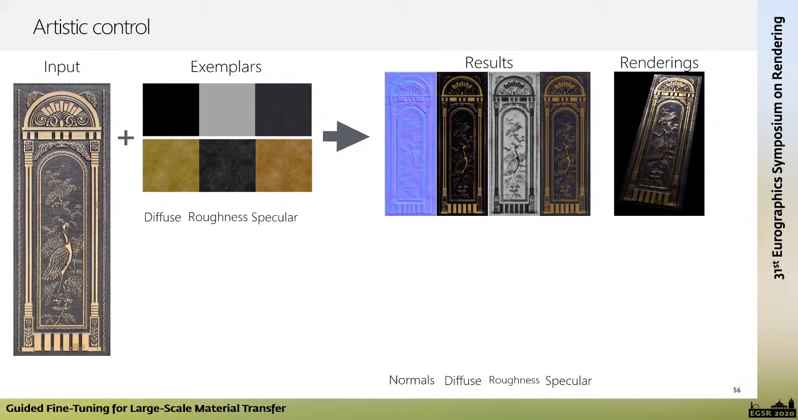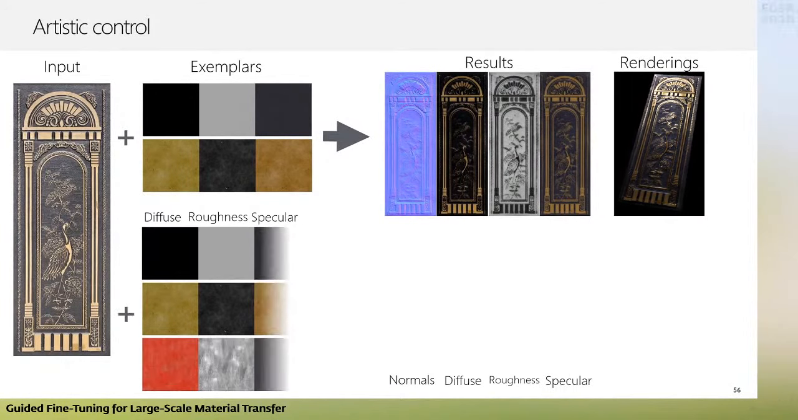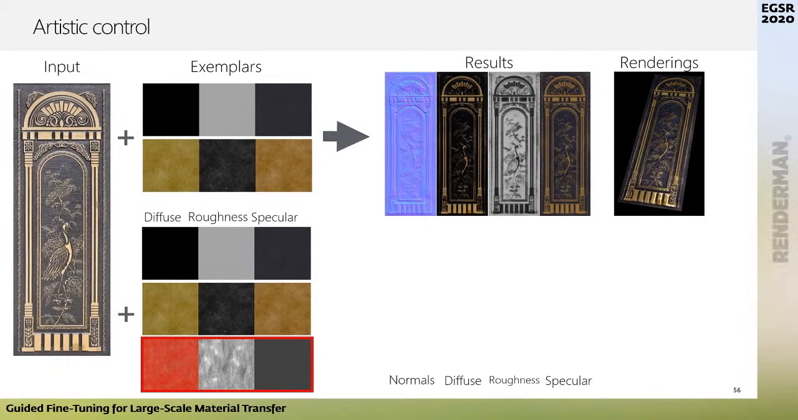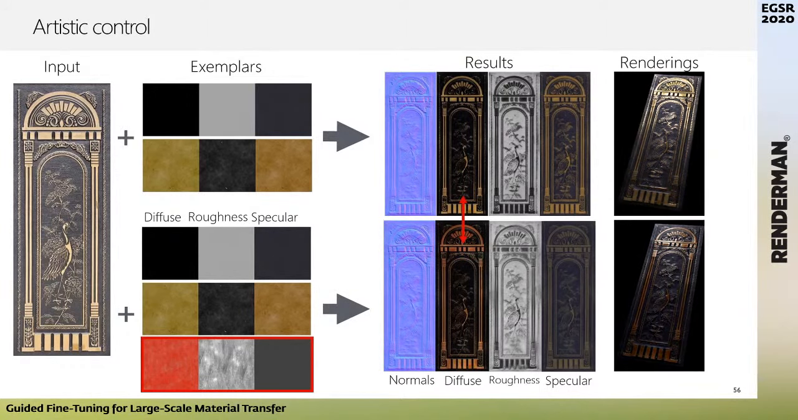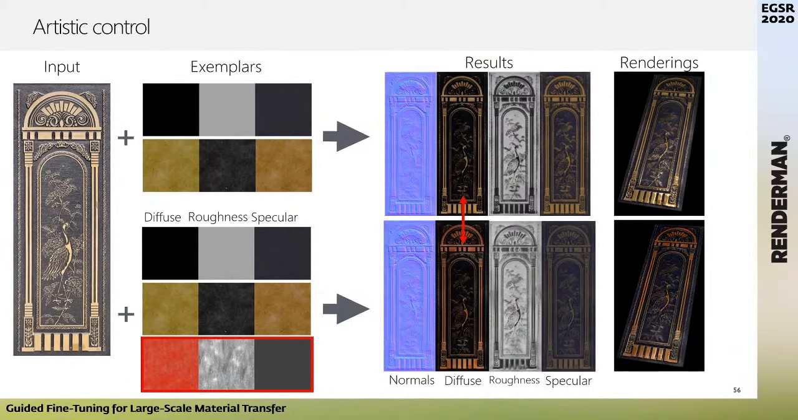Finally, we add an outlier exemplar to test the robustness of our approach with a red diffuse material that you can see here in the bottom left. The effect can especially be seen with the red tint that is given to the diffuse albedo, but we can see that the overall results stay coherent.